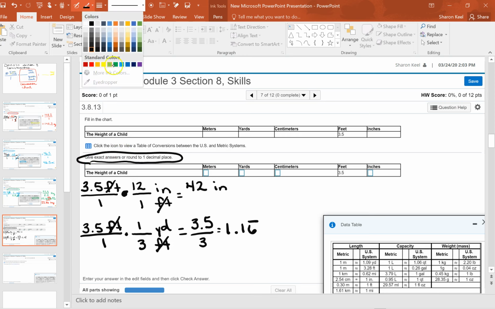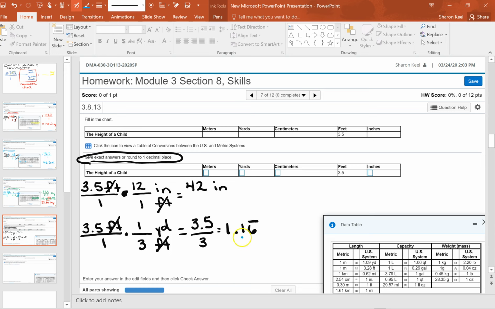They ask us here to give exact answers or round to 1 decimal place. So if we were to round to 1 decimal place, this is the 1 decimal place. What does the 6 make the 1 do? It's going to round up to become 1.2 yards. So that gives us 2 of our answers.